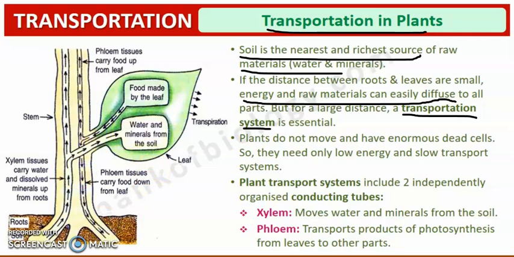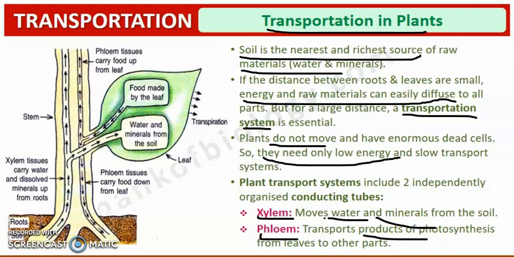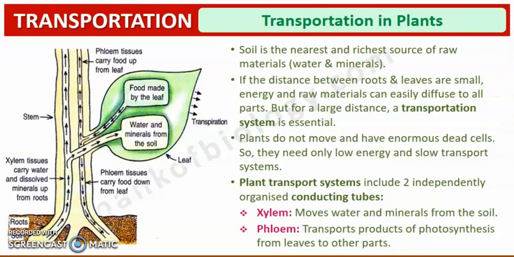The plants need only low energy as they cannot move, right? That's why they need low energy. The two vascular tissues I mentioned are of two types: one is xylem and one is phloem. Xylem helps in the transportation of water and minerals, whereas phloem helps in the transportation of the soluble products of photosynthesis, indirectly food.